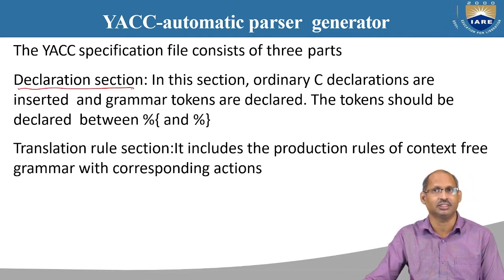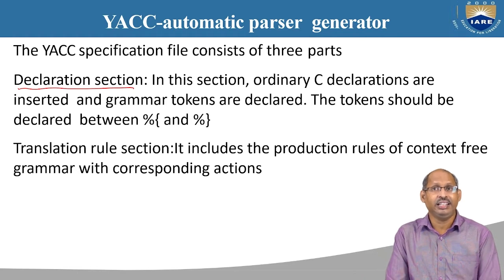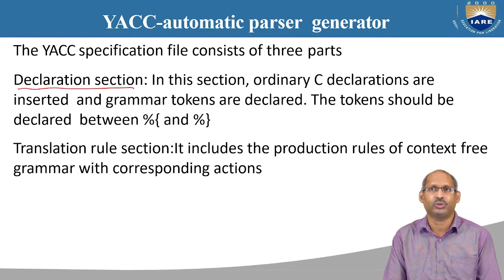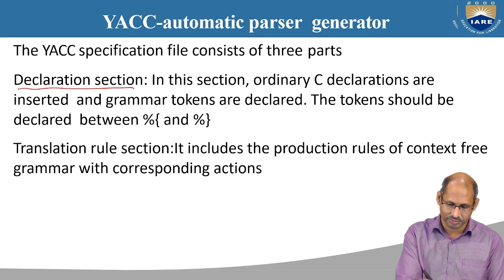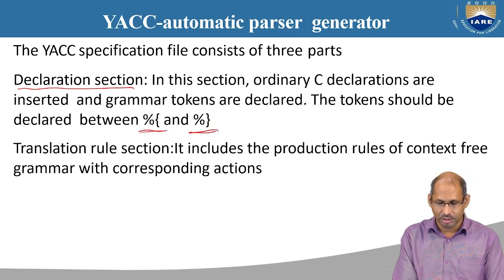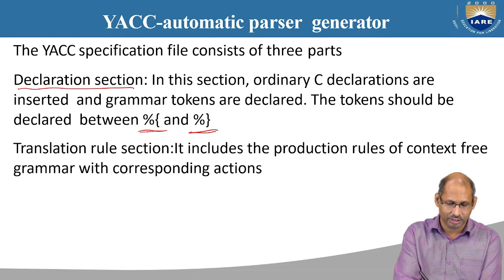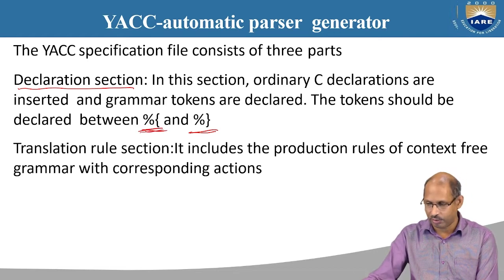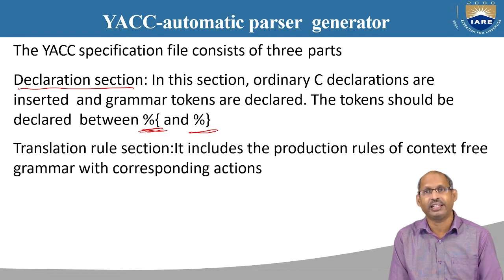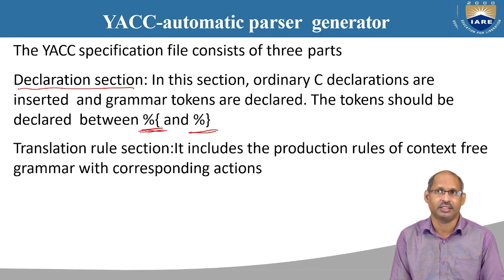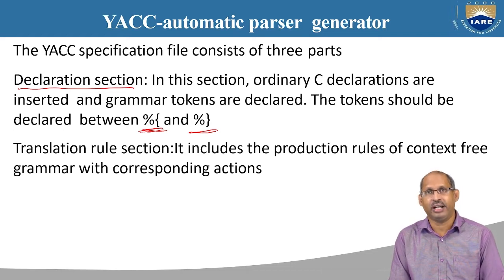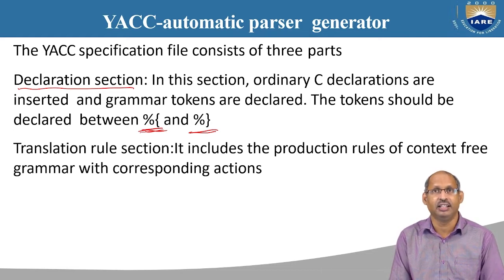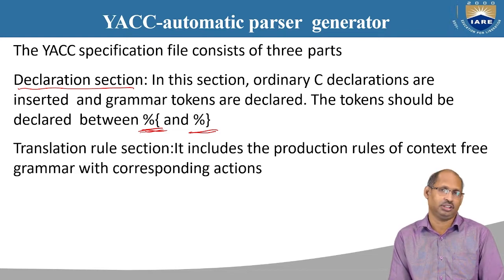The declaration section, right? In this section, ordinary C declarations are inserted and grammar tokens are declared. The tokens should be declared between the percentage open flower bracket and percentage closing flower bracket. Right? So the first part in this YACC specification file is the declaration section.